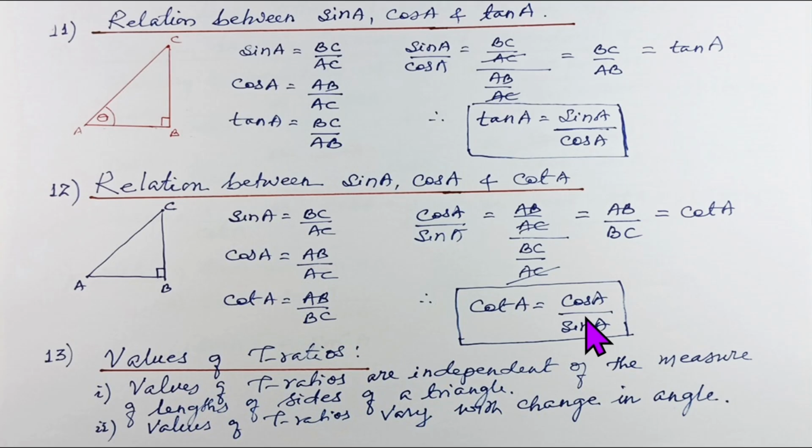Now the values of T ratios. Values of T ratios are independent of the measure of lengths of sides of a triangle. Remember this, the length of the sides of a triangle has got nothing to do with the values of trigonometric ratios. But it definitely depends on the angle. So the value of T ratios depends on the acute angle A or the acute angle C. It does not depend on the lengths of the sides. Let the length be of any size, the ratio value will be the same, it will not change.